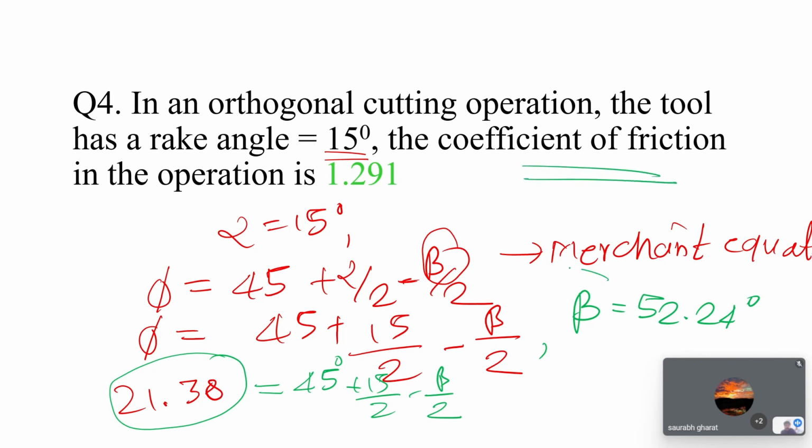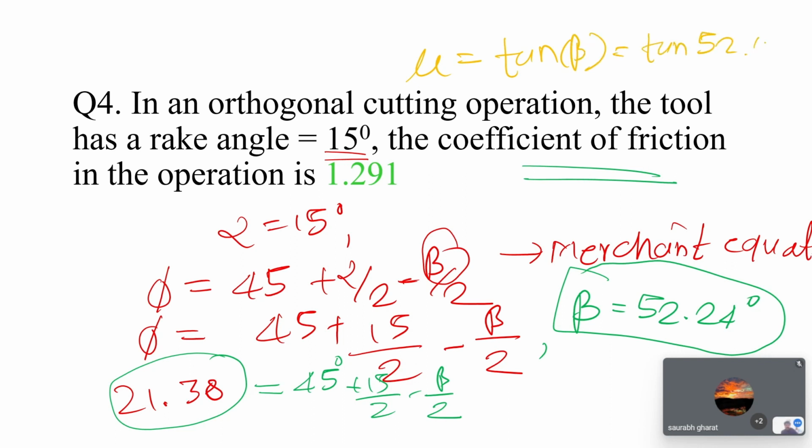They are not asking for the friction angle. They are asking for the coefficient of friction. So what is the coefficient of friction? Your mu is equal to tan of beta that we have, which is equal to tan of 52.24, which is 1.291.